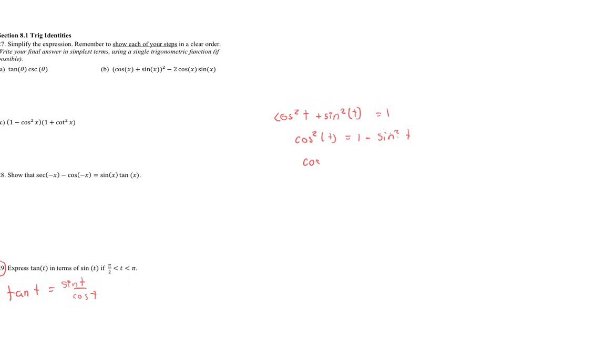That means that cosine of t is equal to plus or minus the square root of 1 minus sine squared of t. We know that in this interval, cosine is negative. So that tells us that our cosine of t is going to be the negative of the square root of 1 minus sine squared of t. Then our tangent of t will be negative sine of t divided by the square root of 1 minus sine squared of t.